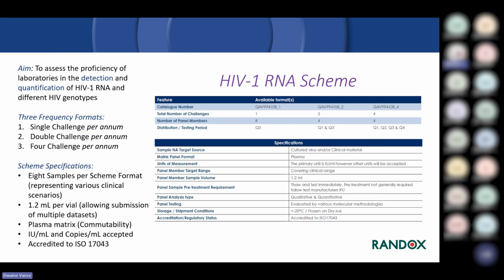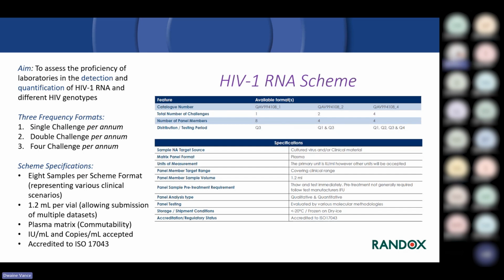The aim of the HIV-1 RNA scheme is to assess the proficiency of laboratories in the detection and quantification of the HIV RNA and different HIV genotypes. The HIV scheme exists as 3 different frequency formats, as you will see on the image on the right-hand side. It exists as a single challenge, where 8 panel members are sent out once per year in Q3. It also exists as a double challenge, in which 4 samples are sent out twice per year, 4 samples in Q1 and 4 samples in Q2.